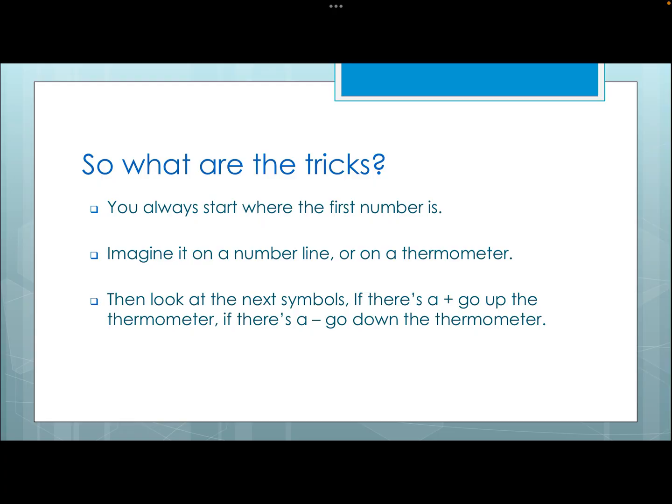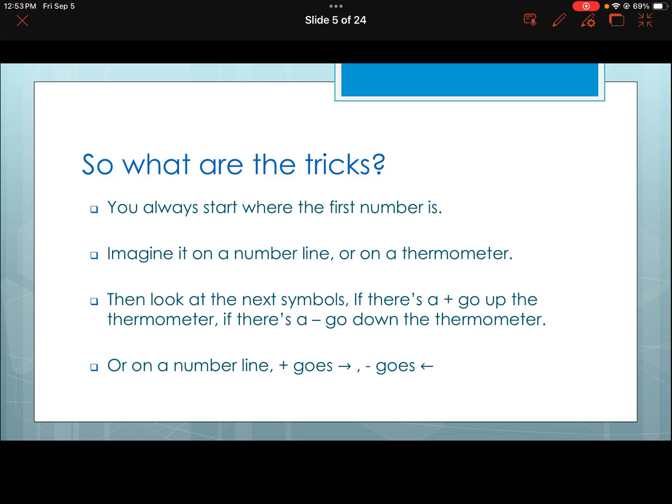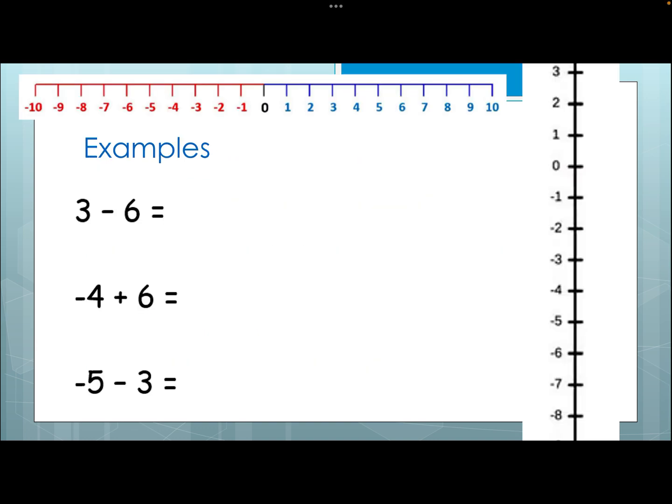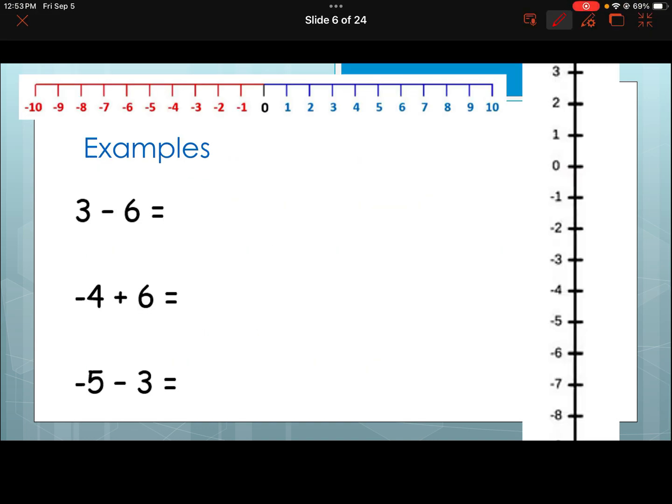Then look at the next symbol. If it's a plus, we're going to go to the right. If it's a minus, we're going to go to the left. And that is the key here. So let's have a look. So 3 take away 6. I'm going to look at the 3. I'm going to start at 3 and I'm going to take away 6. 1, 2, 3, 4, 5, 6. That's minus 3.